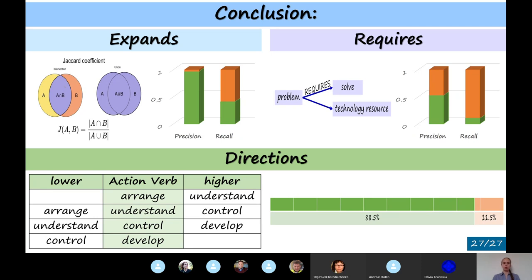About direction determination, action verbs work really good. And if we continue work and develop a full complete ontology of keywords, we can also improve the determination of directions in those cases where action verbs are not representative.